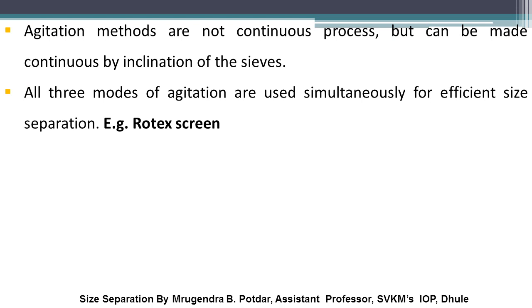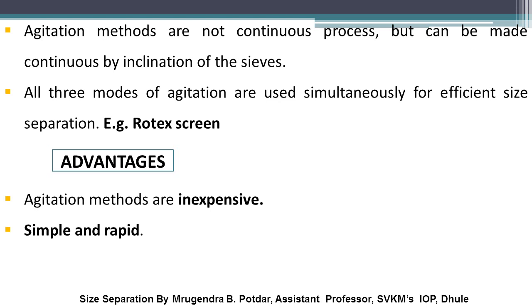Agitation methods are not continuous processes, but they can be made continuous by inclining the sieves. If we change the position, straight sieves will convert into inclined sieves, so it may become a continuous process. All three modes of agitation are used simultaneously for efficient size separation. An example of agitation is the Rotex screen.